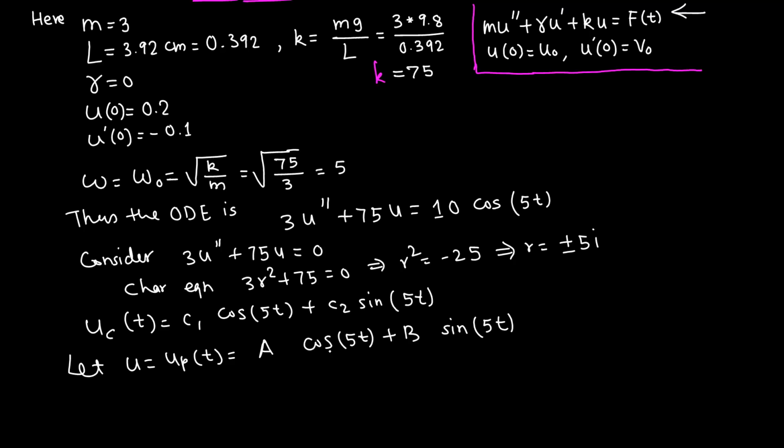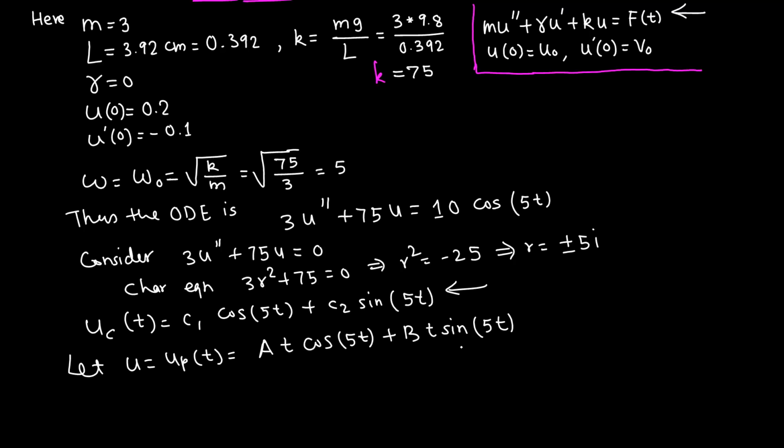Provided these are not already solutions of the homogeneous equation. But look at this complementary solution. Cosine 5t, sine 5t are already there. So we cannot use this as a particular solution, because if we try with this guess, then we cannot determine the values of a and b. So we need to multiply through by t. So here's t.